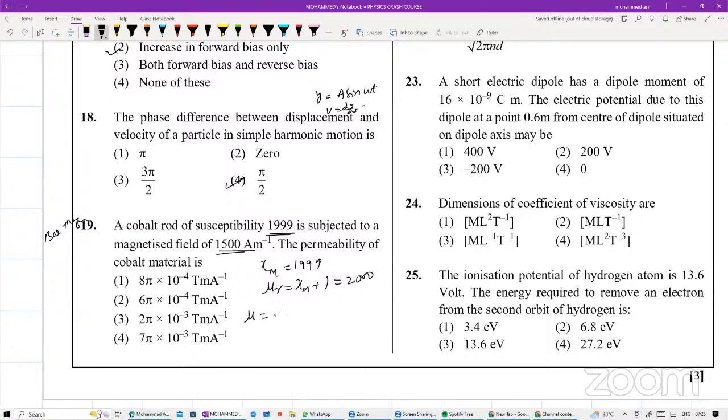So mu will be equal to relative permeability into absolute permeability. Mu r की value बेटा, so that will be equal to mu r की value आ गई 2000 into mu naught की value 4 pi into 10 to the power of minus 7. So that will give the value of your mu. 4 into 2000 यानी 8 pi into 10 to the power of 3 into 10 to the power of minus 7. So it is equal to 8 pi into 10 to the power of minus 4 Tesla meter ampere inverse. याद रख लीजिए बेटा. Good question.